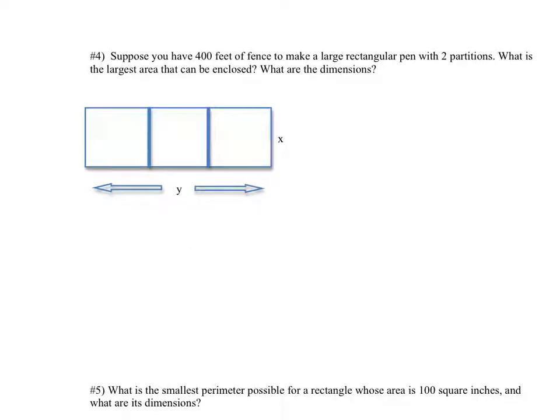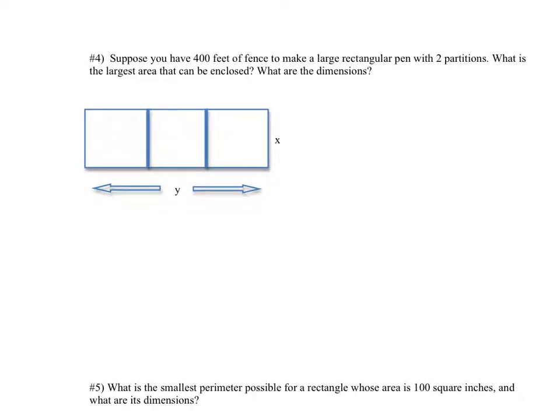Okay, here we go. You're gonna work on a farm, so you gotta know how to do this problem. Suppose you have 400 feet of fence to make a large rectangular pen with 2 partitions. So maybe you have some pigs or some chickens that you need to put in a little pen, and you want to give them the most area possible before you eat them. So what is the largest area that can be enclosed, and what are the dimensions?